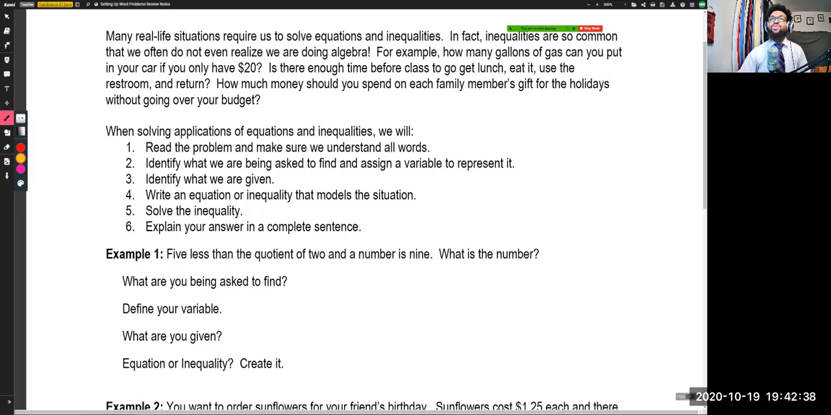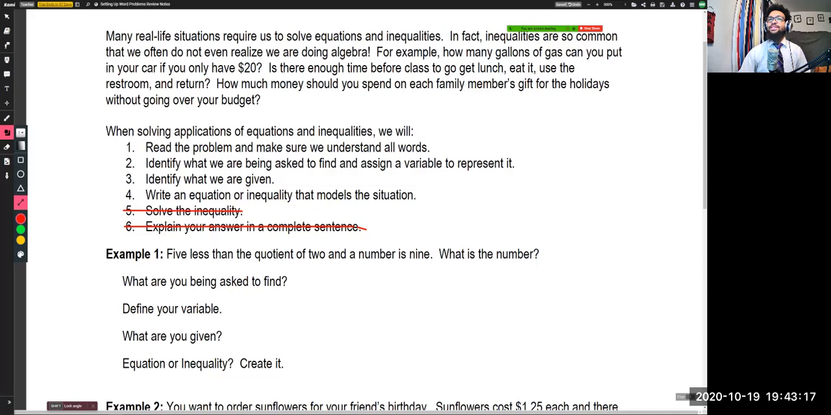In the process of solving these inequalities, we're going to have some steps. Our first step is going to be to read the problem and make sure we understand all the words in the problem. Our second step is going to be identify what we are being asked to find and assign a variable to represent it. Our third step is to identify what we are given. Our fourth step is to write an equation or inequality that models the situation. And then our fifth step is to solve the inequality. And sixth step is to explain our answer in a complete sentence. For this portion here, we're not gonna worry about 5 and 6. I'm gonna put a line through those to keep us on track when we go through it. All right. We don't need 5 and 6 right now.